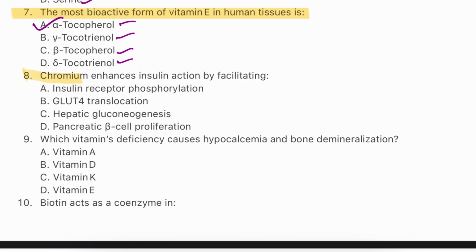Question number 8. Chromium enhances insulin action by facilitating insulin receptor phosphorylation, GLUT4 translocation, hepatic gluconeogenesis, pancreatic beta cell proliferation. The answer will be B. GLUT4 translocation. Chromium enhances insulin action by facilitating GLUT4 transporter movement to the cell membrane.